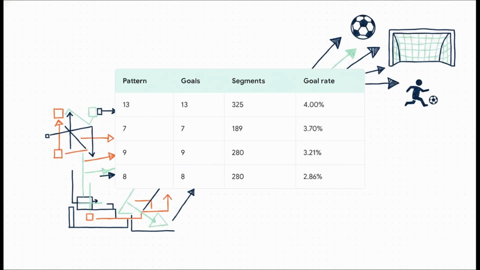And when we connect those mathematical patterns to the actual results on the scoreboard, the insights are just incredible. The algorithm found that specific patterns were mathematically way more deadly than others. For example, pattern 13 had a massive 4.00% goal rate, and pattern 9 was right behind it at 3.21%. The numbers literally map a team's specific strategy directly to their scoring efficiency.